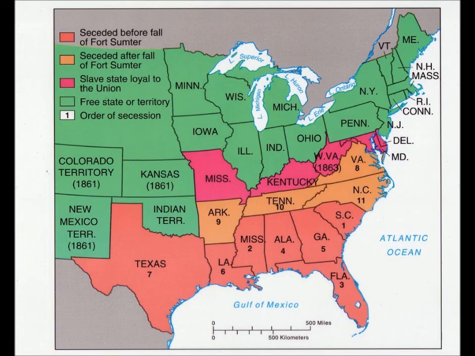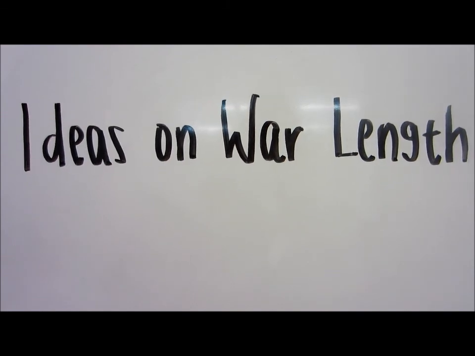Between 1860 and 1861, many states seceded. South Carolina, Mississippi, Florida, Alabama, Georgia, Louisiana, and Texas were among them, as well as Virginia, Arkansas, North Carolina, and Tennessee. These are the ideas on war length.